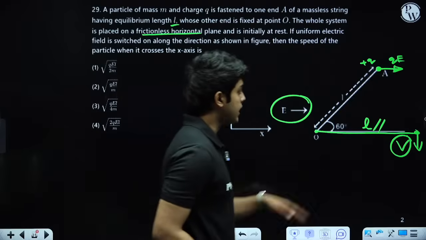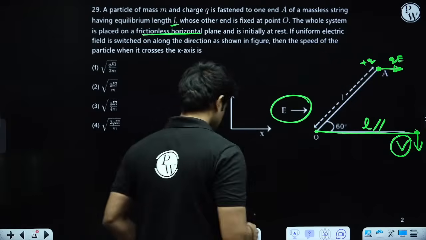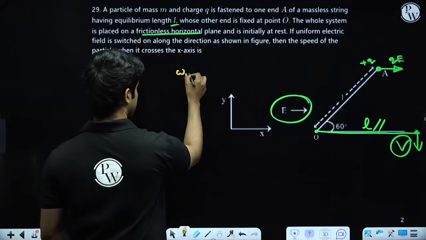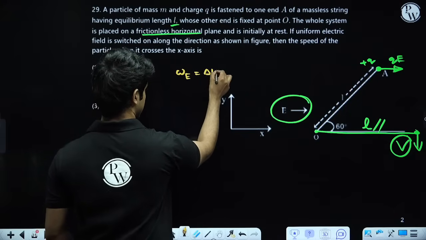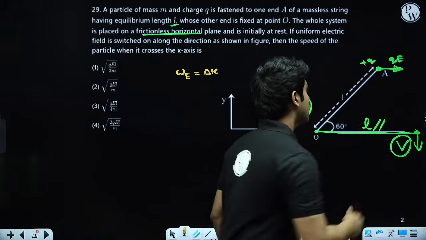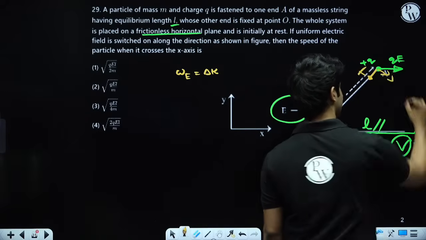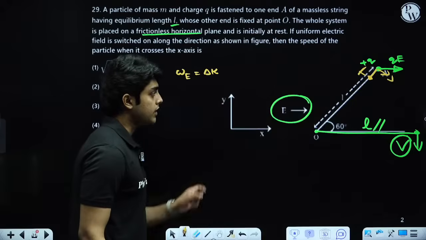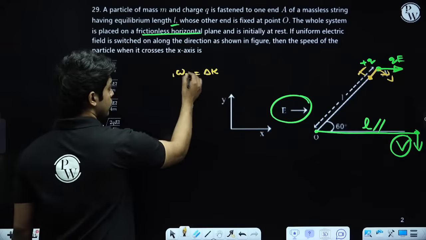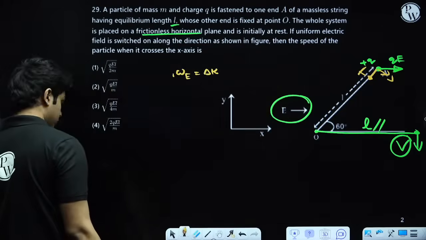So what are the forces acting on the particle? Tension and electric force. Tension won't do any work, so we can use the work energy theorem. Work done by the electric field equals the change in kinetic energy of the charge, because the work done by the tension force acting on the particle is 0, because this is circular motion, right? Tension and the instantaneous displacement are always perpendicular. So work done by tension is 0. So work is only being performed by the electric field. That is what we have to calculate.